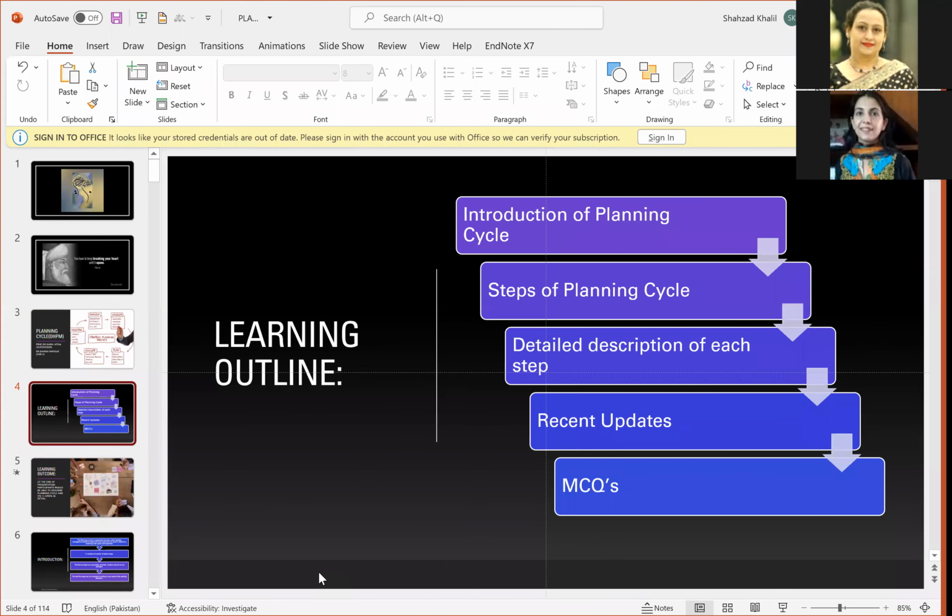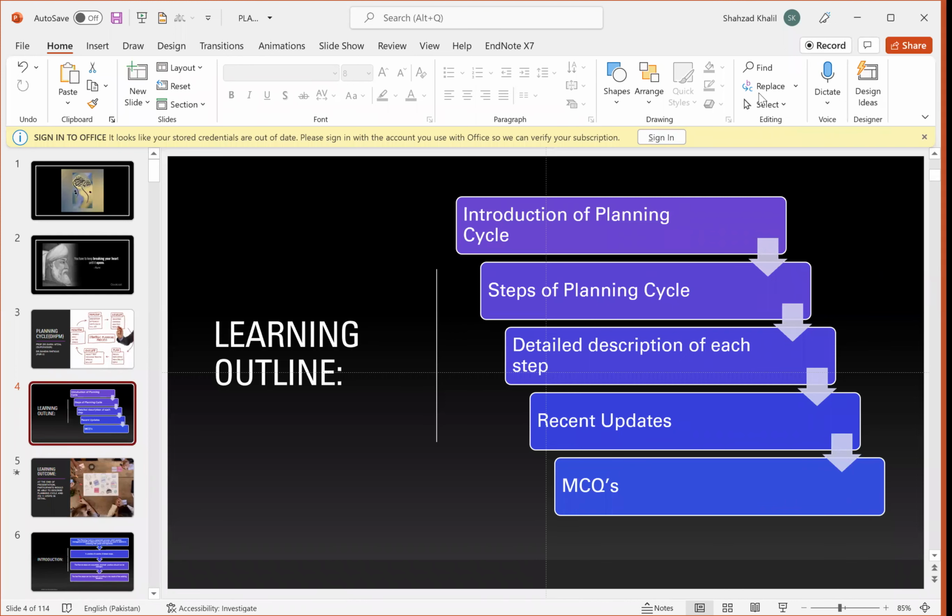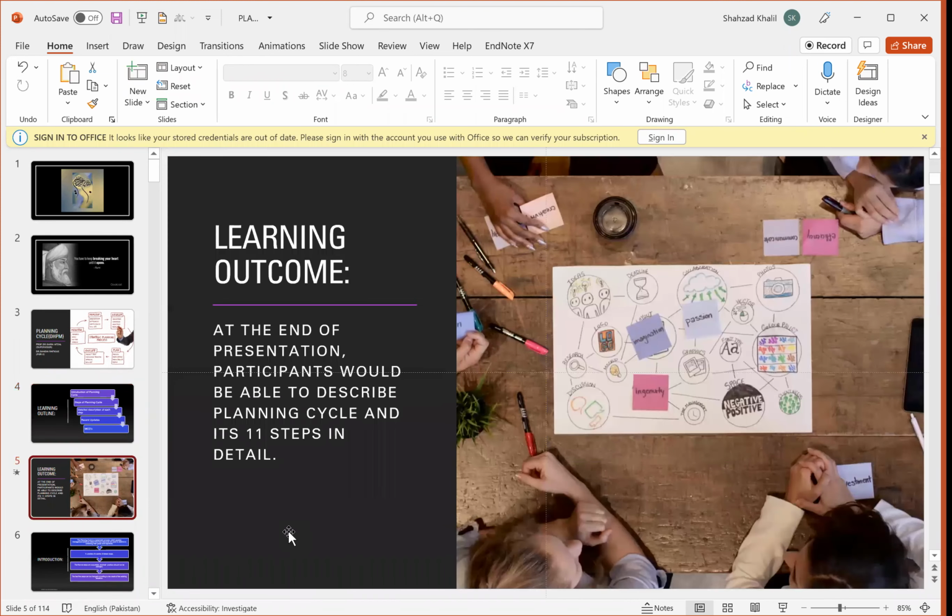Learning outline: introduction of planning cycle, steps of planning cycle, detailed description of each step, recent updates, and multiple choice questions. Learning outcome: at the end of the presentation, participants would be able to describe the planning cycle and its 11 steps in detail.